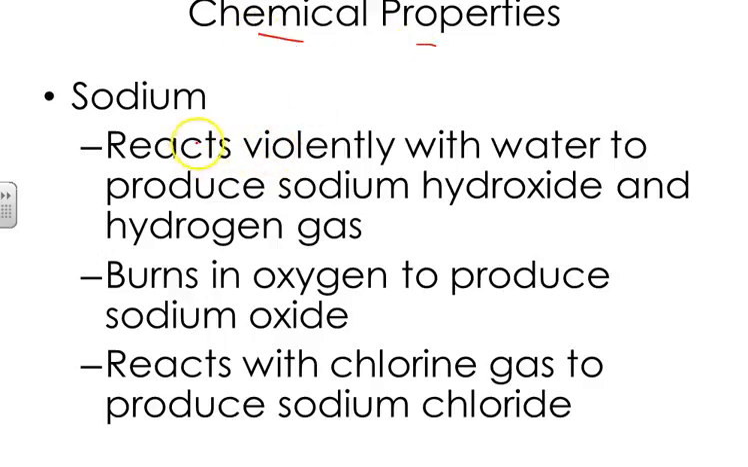The chemical properties would include that whenever you place sodium with water, it reacts violently to produce sodium hydroxide and hydrogen gas. So you get bubbles, you get heat, you get flame. It burns in oxygen to produce sodium oxide, burns brightly in oxygen, and it also reacts with chlorine gas to produce sodium chloride, or plain old table salt. You'll notice that in all of the chemical properties, we have sodium reacting with something else, with water, with oxygen, with chlorine gas, to produce some other substance. That is a good indicator that you have a chemical property: one substance interacting with a second substance.